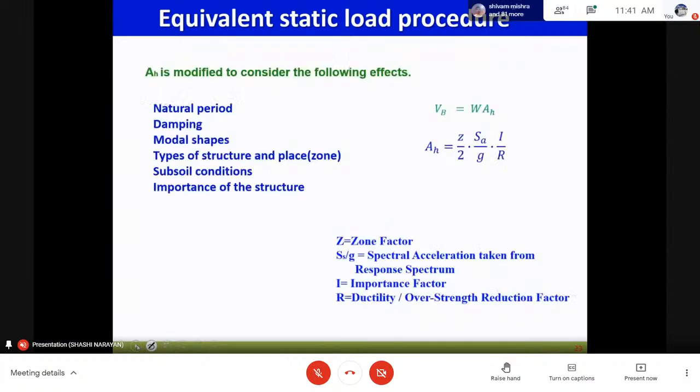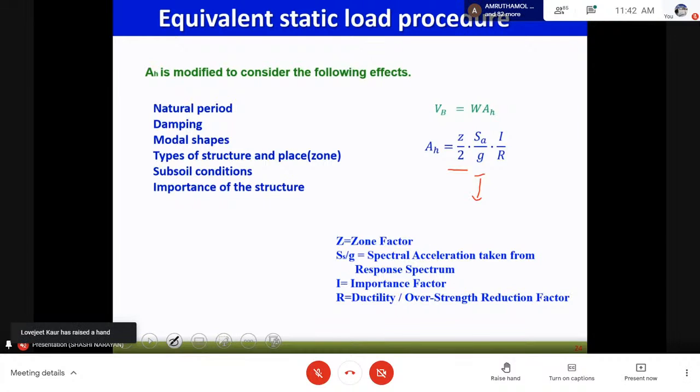This A_h is equal to Z by 2 into I by R into Sa by g. Z is your zone factor, and Z by 2 gives us the design basis earthquake. Sa by g is a function of our soil type, time period, and damping as well, because the spectrum in the code is based on 5% damping. If we consider lesser damping, there is a modification factor given in the code, so you need to make a modification over here. Then I by R depends on the type of the structure and the importance of the structure.